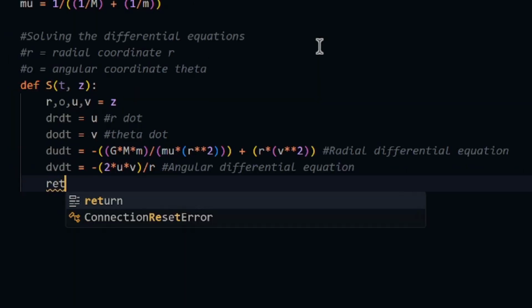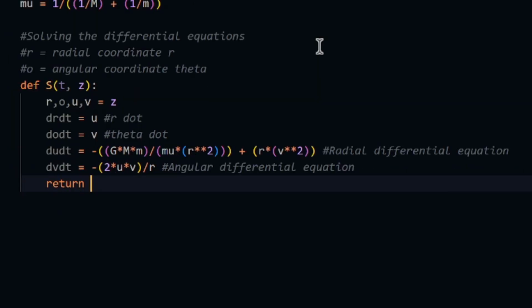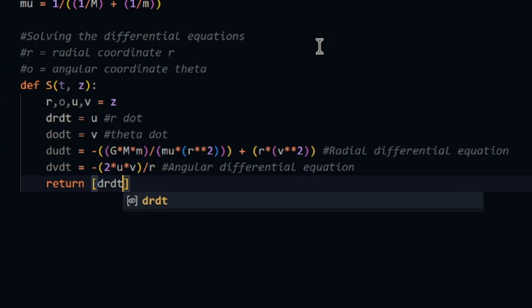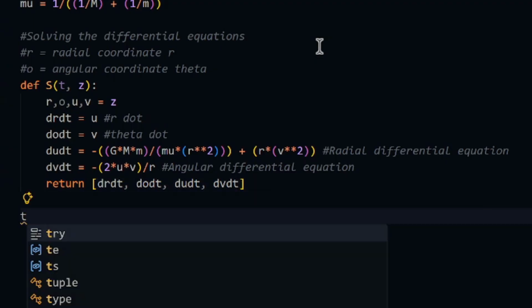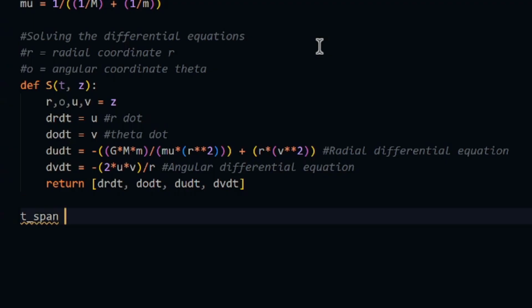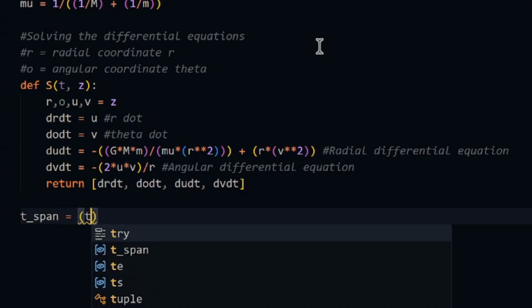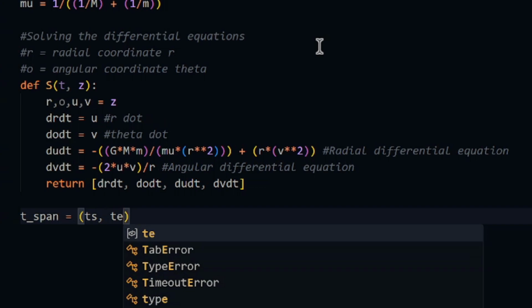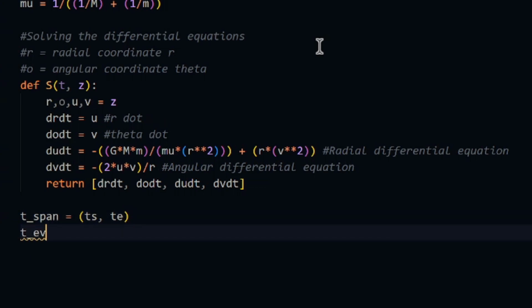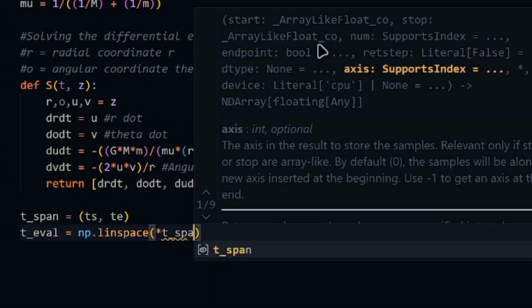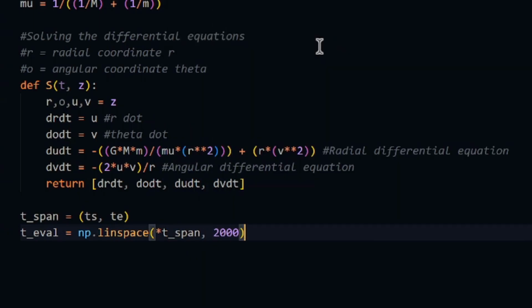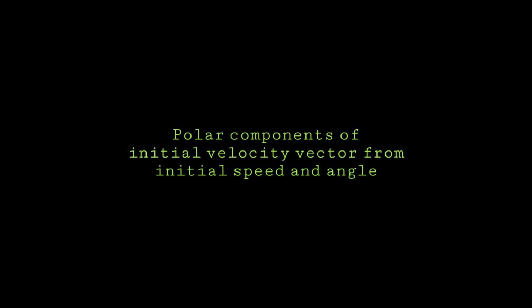Finally, we return the list of all the quantities dr/dt, dθ/dt (written as dθ dt), du/dt and dv/dt. This is the fourth step. Carrying forward the syntax, we will store the start and end times of the simulation in a tuple named t_span, followed by a list t_eval which contains 2000 time values within the given span of time, t_span.